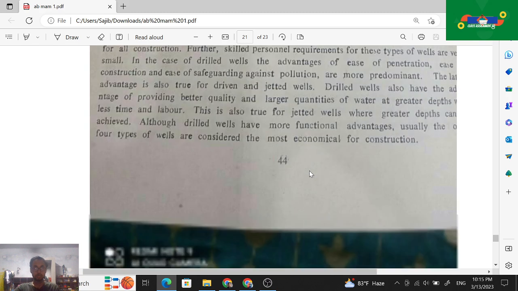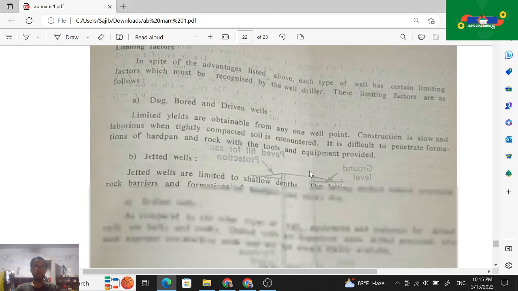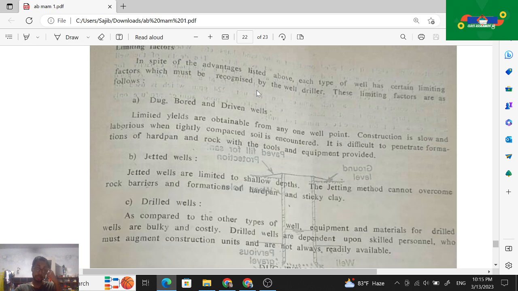In spite of the advantages listed above, each type of well has certain limiting factors which must be recognized by the well drillers. These limiting factors are as follows. Number one is drag, bored and driven wells. Limited yields are obtained from any one well point, construction is slow and laborious when tightly compact soil is encountered, and it is difficult to penetrate the formation of hardpan and rock with the tools and equipment provided.